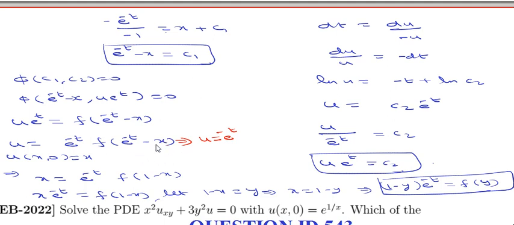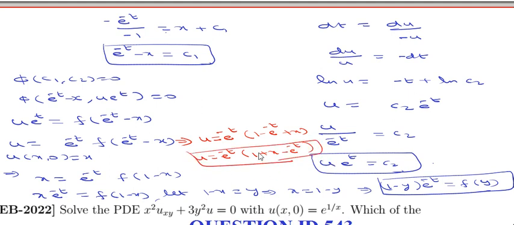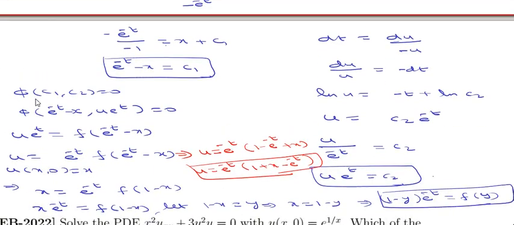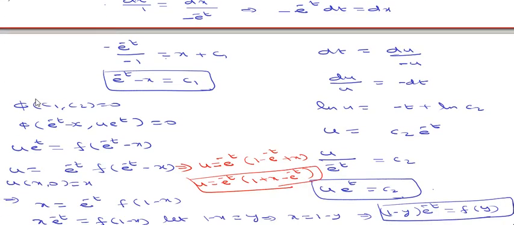So f of y is 1 minus y e power minus t. So therefore 1 minus e power minus t plus x. So this implies u equal to e power minus t times 1 plus x minus e power minus t. So this is the correct answer. So the correct answer is u equal to e power minus t times 1 plus x minus e power minus t.